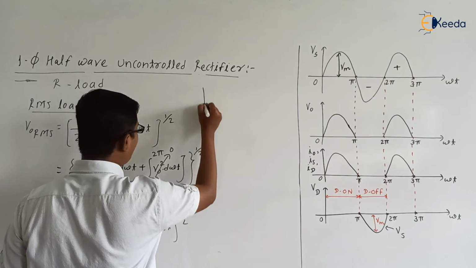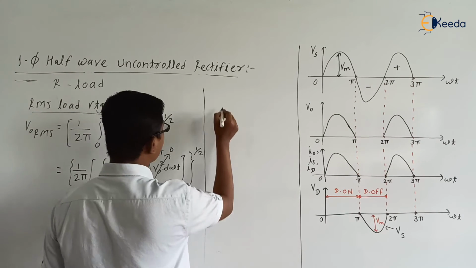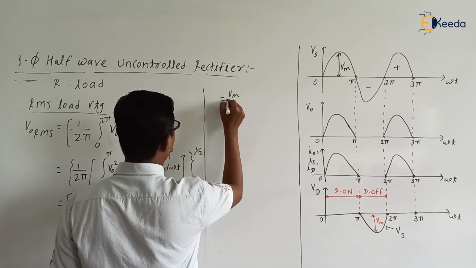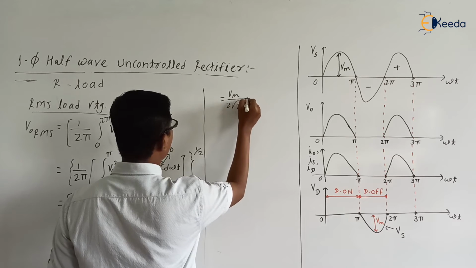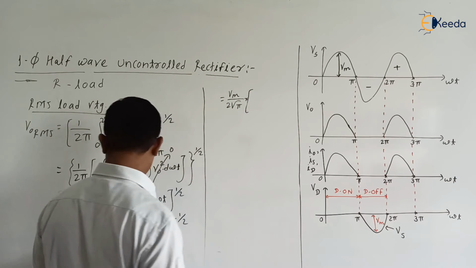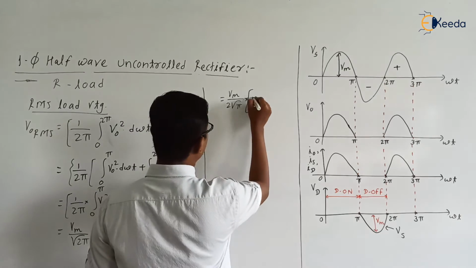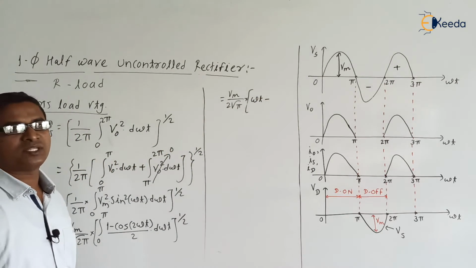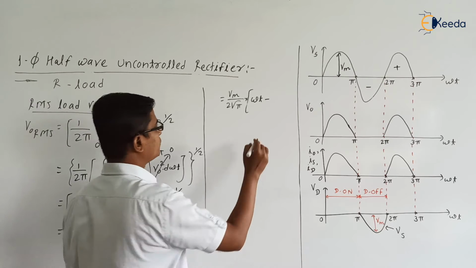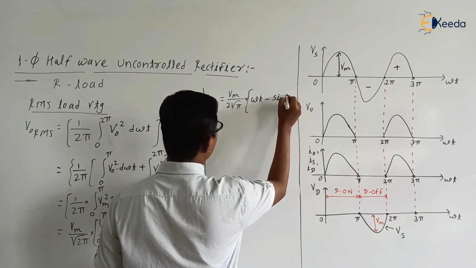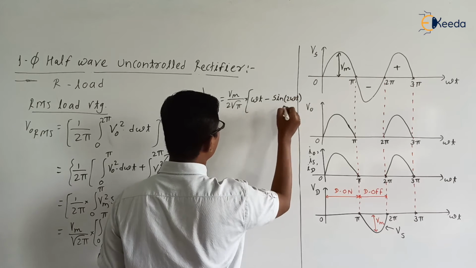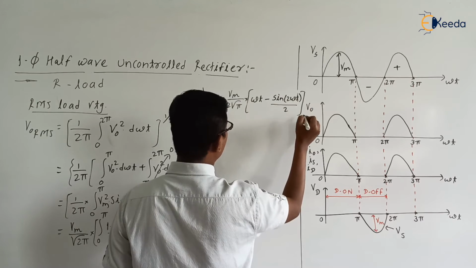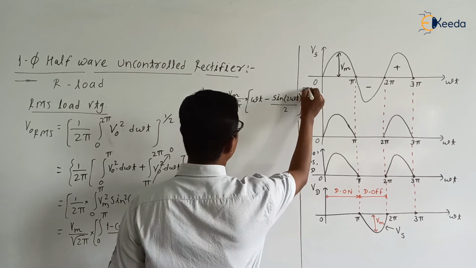So we can write it as V0 RMS is equal to Vm upon 2 root pi into integration of 1 is omega t, minus integration of cos of 2 omega t. It is sine of 2 omega t divided by 2, right? So I am writing here sine of 2 omega t divided by 2. And the limit is 0 to pi.